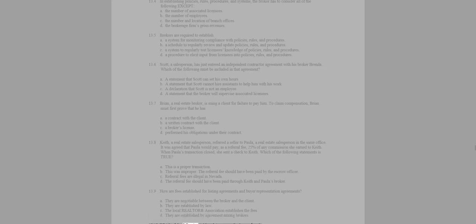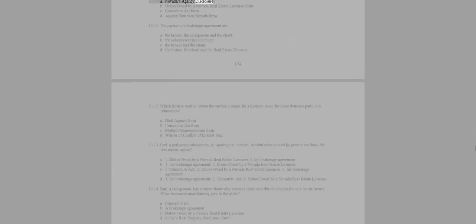13.10 Which of the following is Nevada's agency disclosure form? A. Nevada's agency disclosure. B. Duties owed by a Nevada real estate licensee form. C. Consent to act form. D. Agency duties in Nevada form.